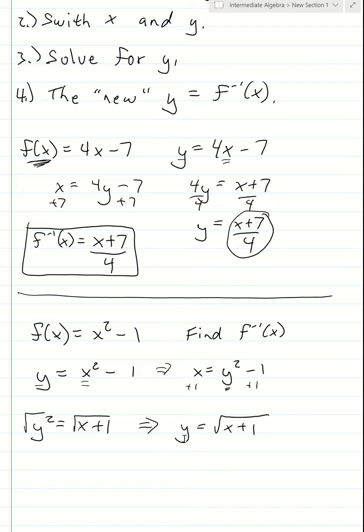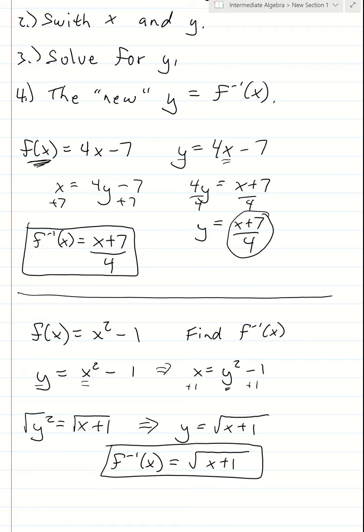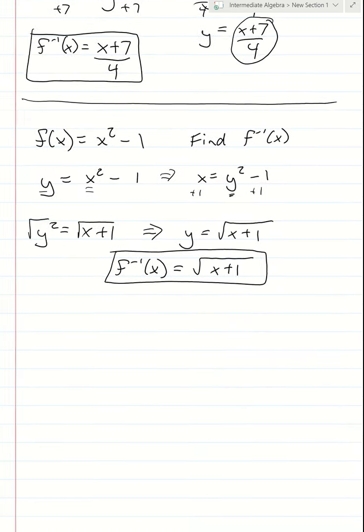Now that we've isolated this new y all by itself, we would be able to write that our inverse function is simply now the square root of x plus 1 as our solution. So given the function, we're able to come up with the inverse function. Let me just show you one more.